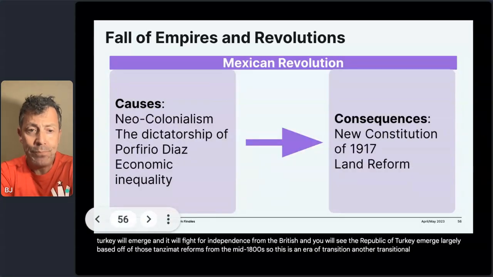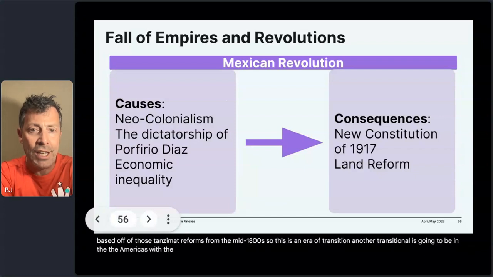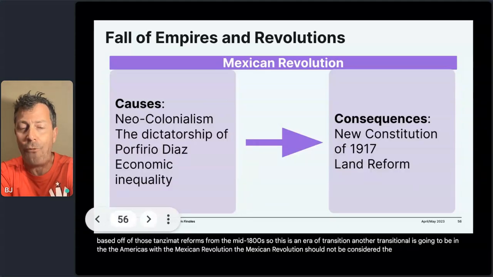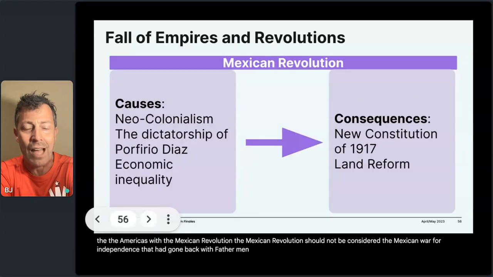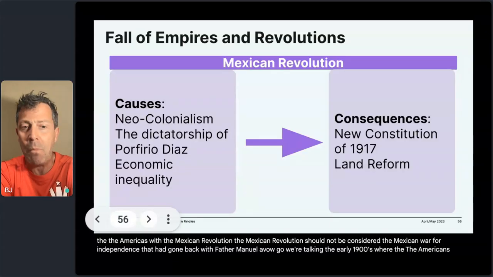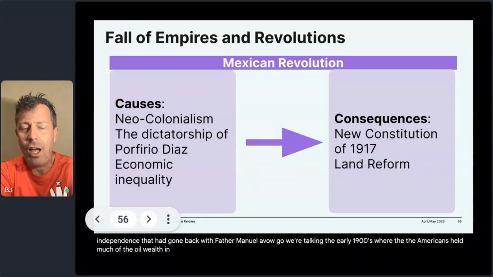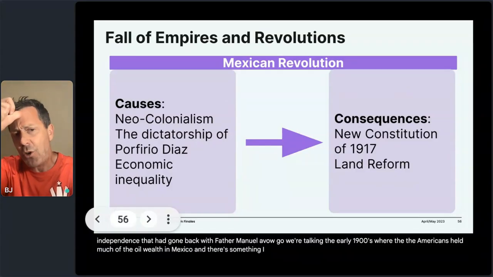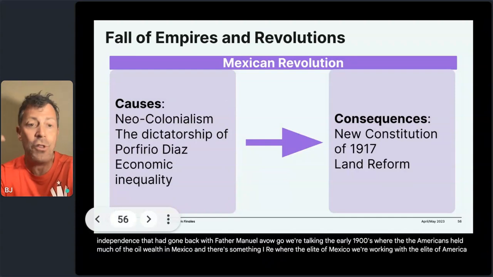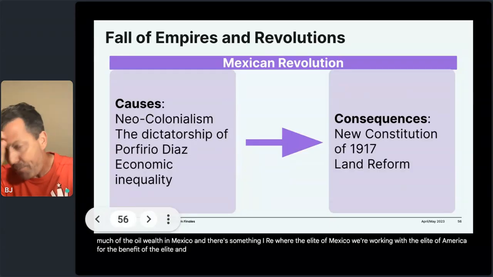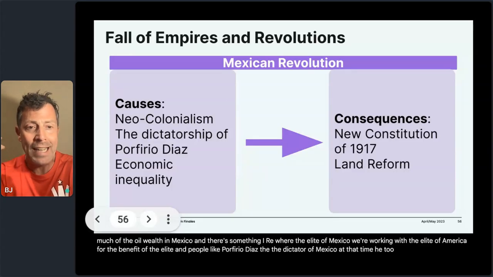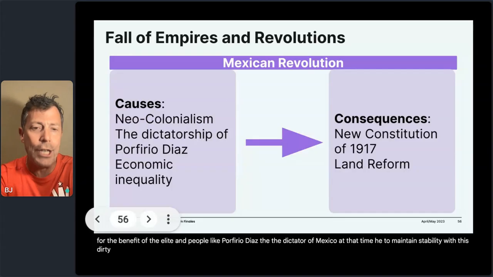Another transitional is going to be in the Americas with the Mexican Revolution. The Mexican Revolution should not be considered the Mexican War for Independence that had gone back with Father Manuel Hidalgo. We're talking the early 1900s, where the Americans held much of the oil wealth in Mexico. And there is something I teach my students called the dependency theory, where the elite of Mexico were working with the elite of America for the benefit of the elite. And people like Porfirio Diaz, the dictator of Mexico at that time, he too maintained stability with this dirty relationship.